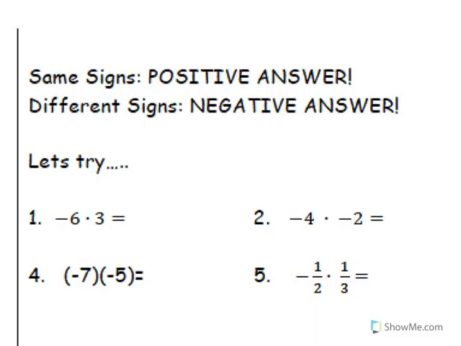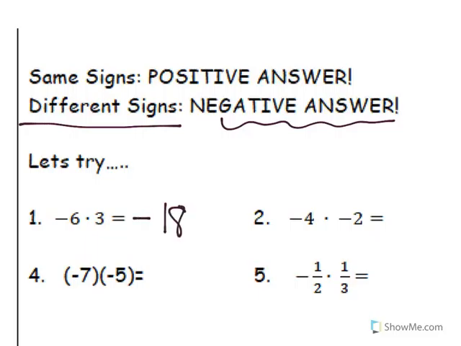All right, number one. Negative 6 times a positive 3. Here, we can use this to help us. Different signs. It's going to be a negative answer. Look, it's a negative 6 and a positive. Negative times a positive is a negative 18. Moving on to number 2. Negative 4 times negative 2. They have the same signs. So it's going to be a positive answer. Positive 8. Good.